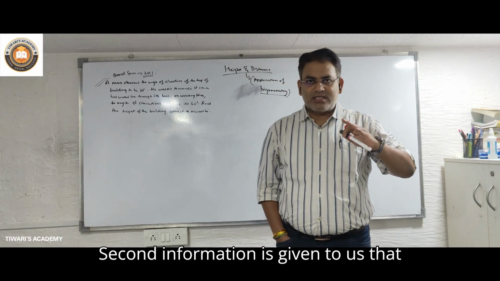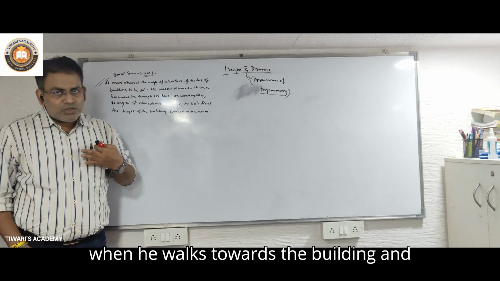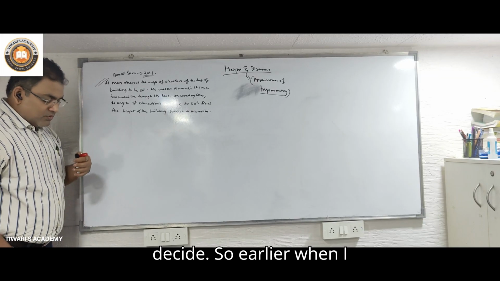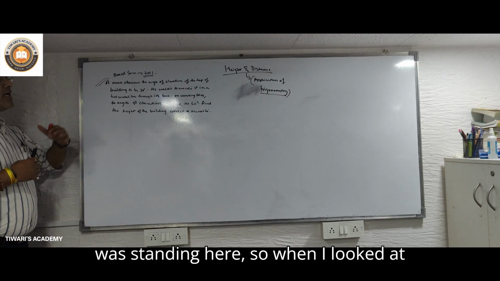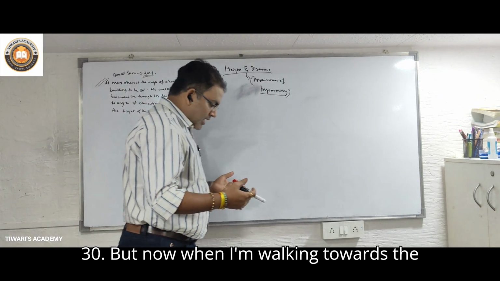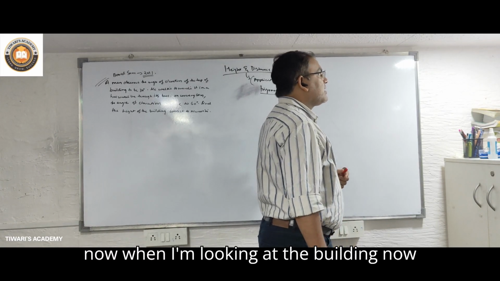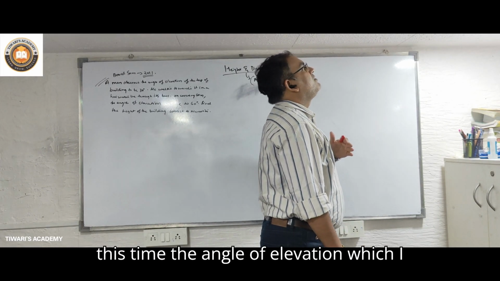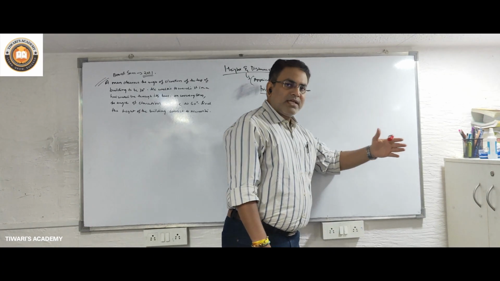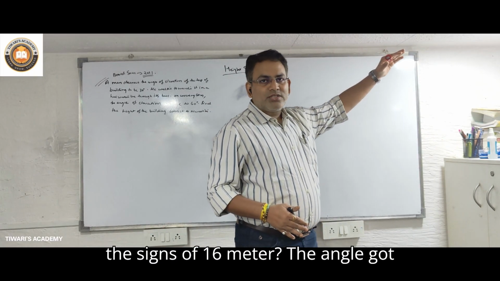Second information given to us is that he's walking toward the building. Sorry, my bad, I came this side, I had to go on that side. So earlier when I was standing here and looked at the building, my angle of elevation was 30 degrees. But now when I'm standing after covering a distance of 60 meter, looking at the building, the angle of elevation I have created is 60 degrees. So something changed. When I covered a distance of 60 meter, the angle changed.